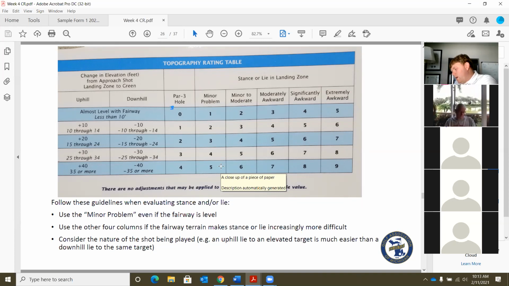and I'll just read it here. It talks about a situation where we're using weighting in percentage, and it says, for example, if 3/4 of the fairway landing zone has minor stance problems with the green 10 feet uphill, which is rated a 2, and 1/4 of the fairway landing zone has significantly awkward stance problems with the green 20 feet uphill, rated 6, a rating of 3 would be appropriate. So basically, we're looking at an average of the conditions throughout the landing zone. We're not necessarily looking at the most penal part of the landing zone. We're looking at the average spot, or the average stance and lie throughout that landing zone.